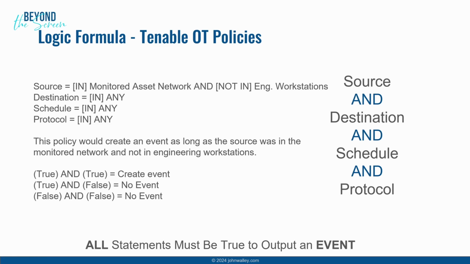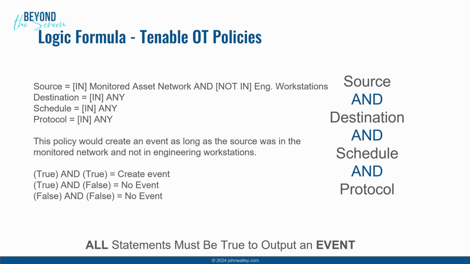All right, so now let's put this together a little bit. If we said our source is in monitored networks and not in engineering workstations, then we want to trigger. So this policy would create an event as long as the source was in the monitored networks, and we saw that, and not in the engineering workstations.